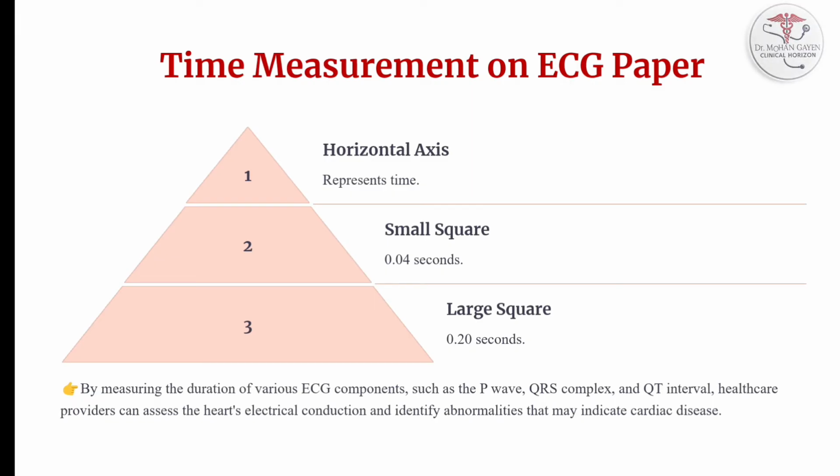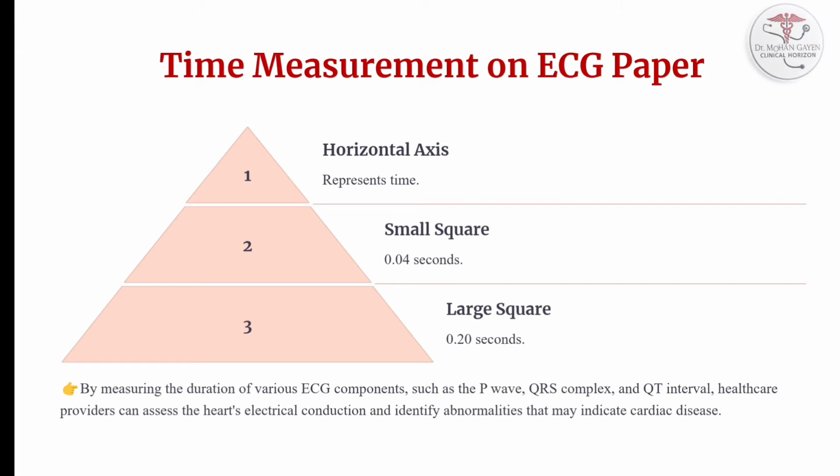This grid allows healthcare professionals to quickly and accurately measure the duration of key intervals, such as the PR interval, QRS duration, and QT interval. Understanding the grid is vital for interpreting ECGs and identifying abnormalities.